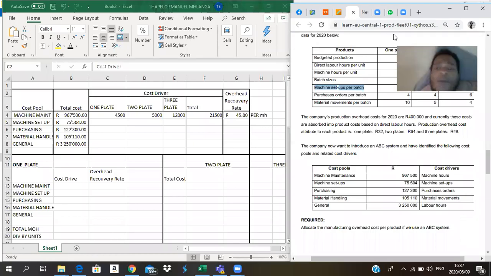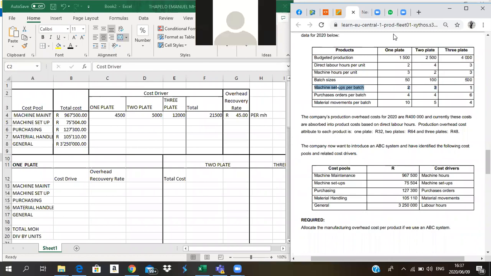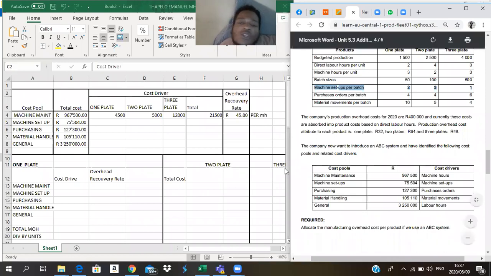Okay, guys, remember we are doing activity-based costing here. With activity-based costing, guys, we need to allocate the manufacturing overheads per product, right, in the ABC. The questions are already given here.